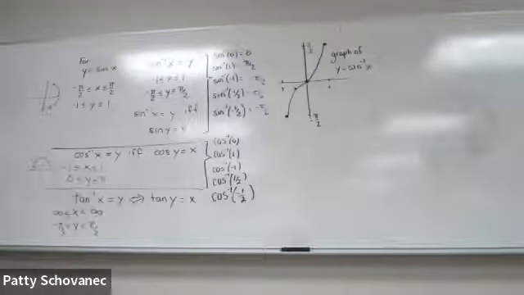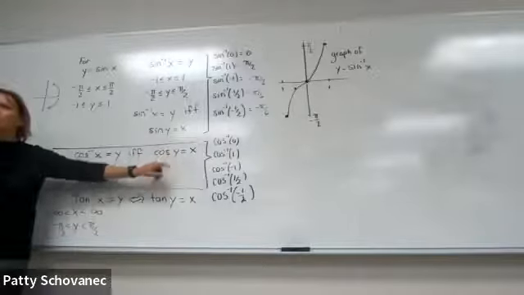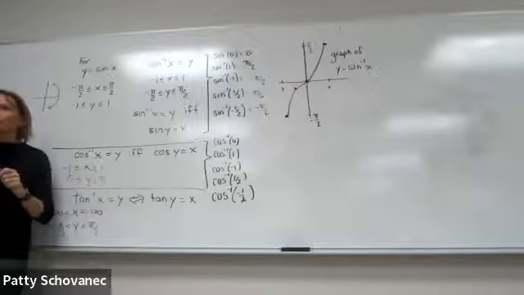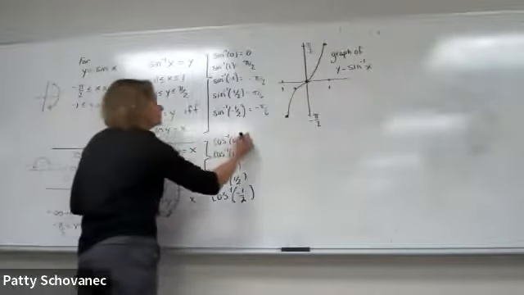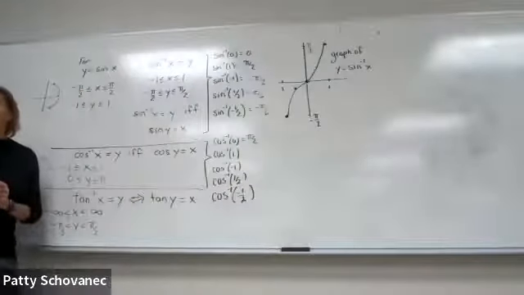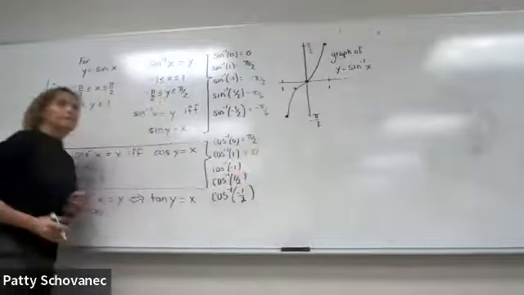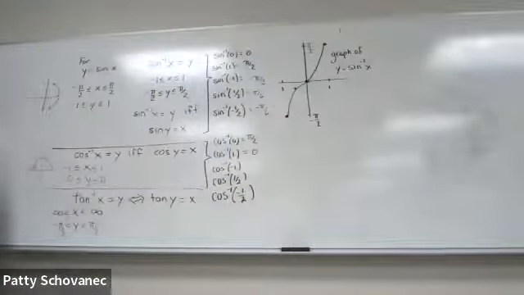So we start out with the inverse cosine of 0. That's the angle that I take the cosine of to get 0. Cosine of what angle is 0? Pi over 2. Cosine of what angle is 1? 0. Cosine of what angle is negative 1? All right, good. Cosine of what angle is 1/2?